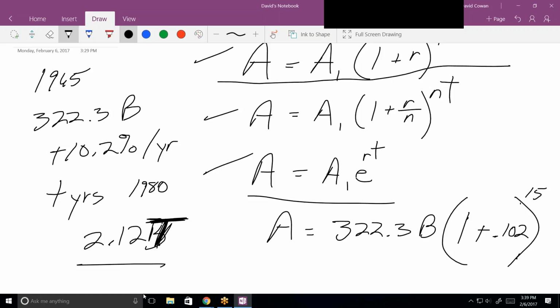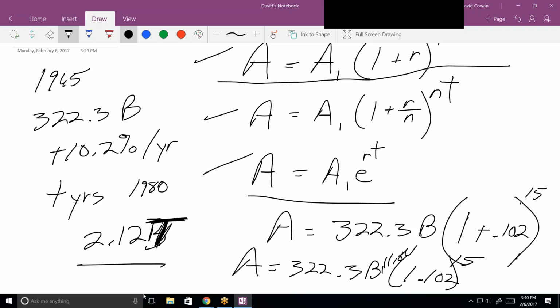And it's not always clear that it's the second year minus the first year. You have to make sure you're not off by 1. In other words, 1966 would be year 1, 1967 would be year 2, and so forth. So you can just subtract the 2 years, and that's what T is equal to. So the amount of the debt is going to be 322.3 billion times 1.102 to the 15th power. And billion is not a variable, it's just that.